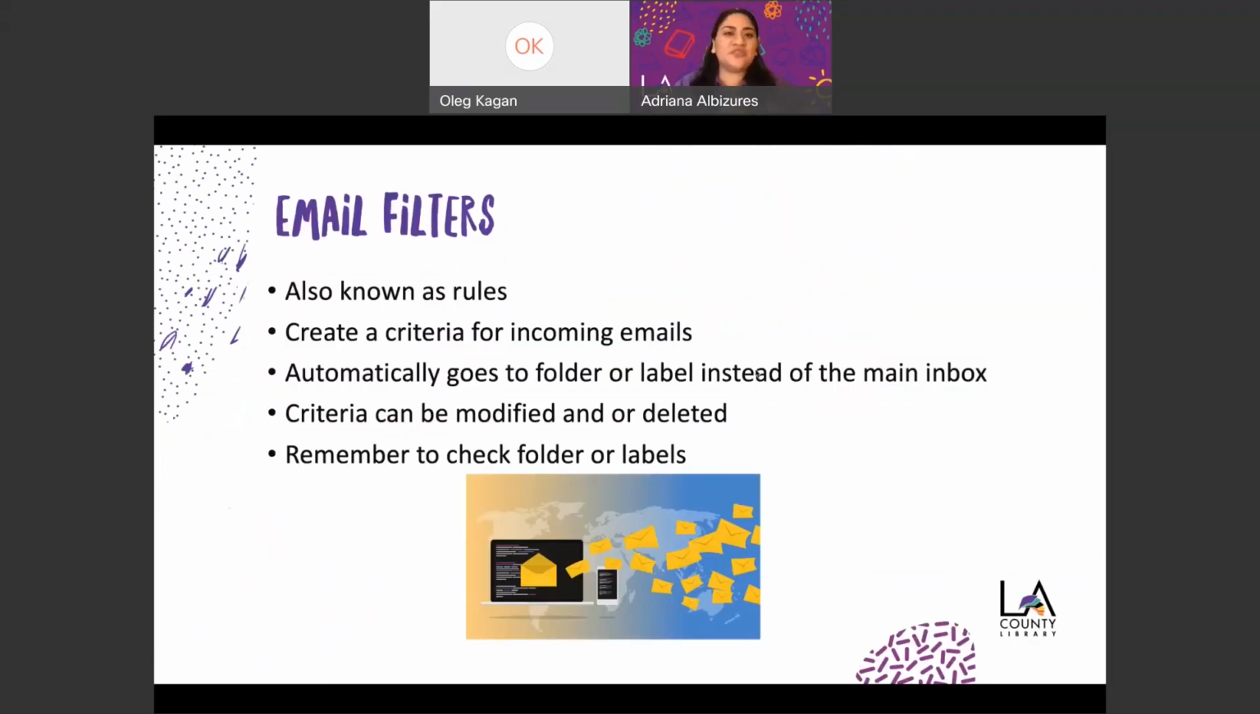If you use different email providers, they'll have different names for it maybe, but you'll most likely hear them called filters or rules or creating a criteria. So these are emails that automatically go into folders or labels instead of the main box. The criteria can be modified or deleted, but remember to check these folders or labels.